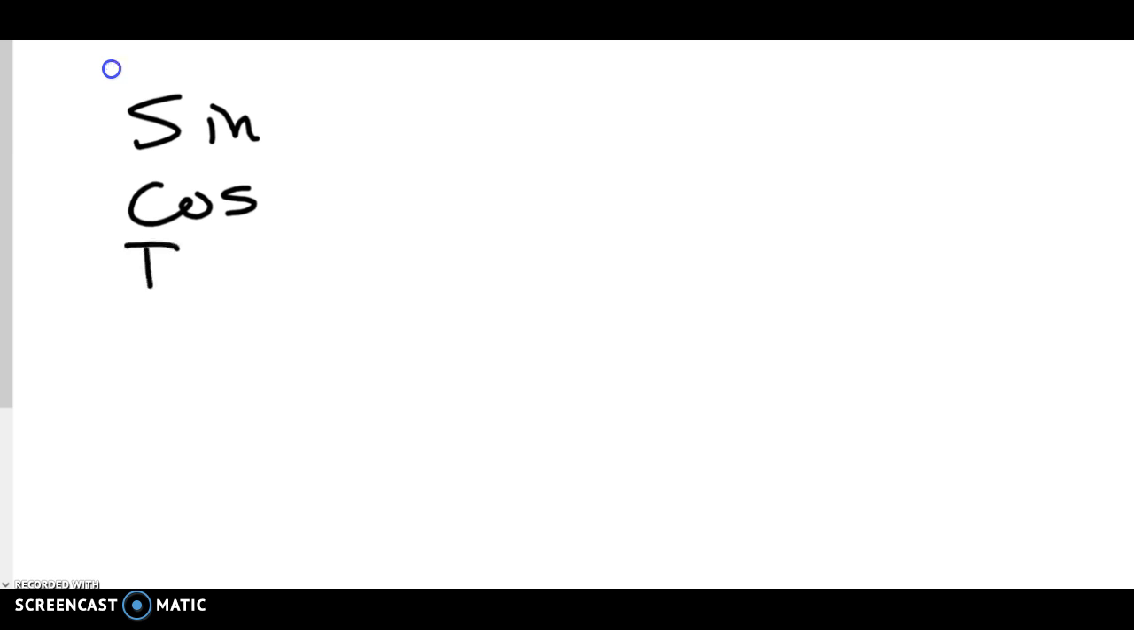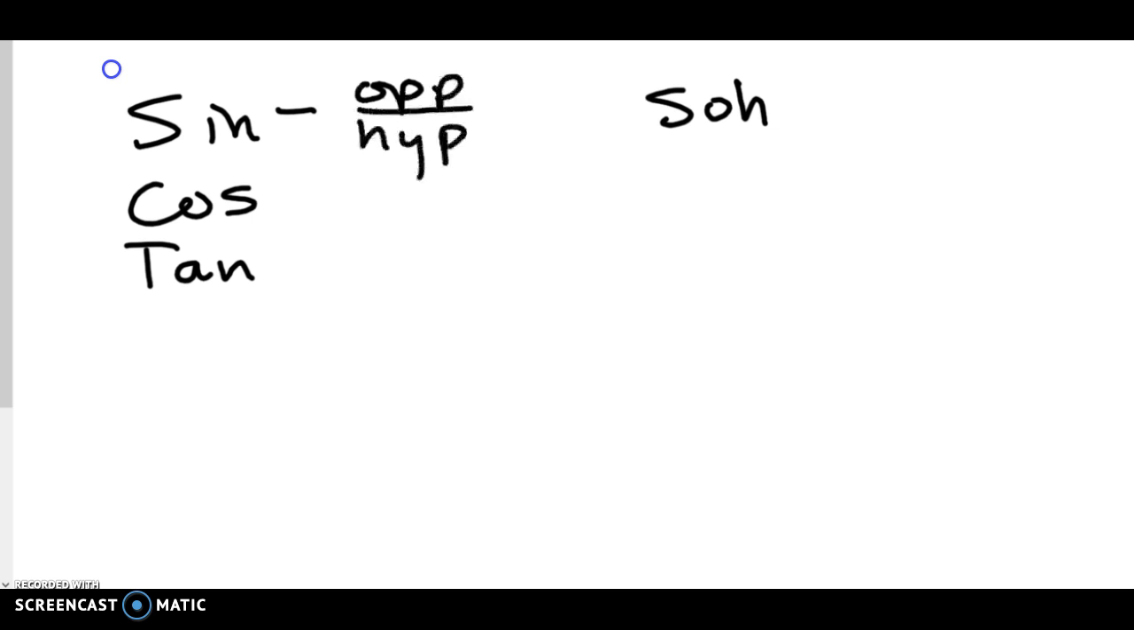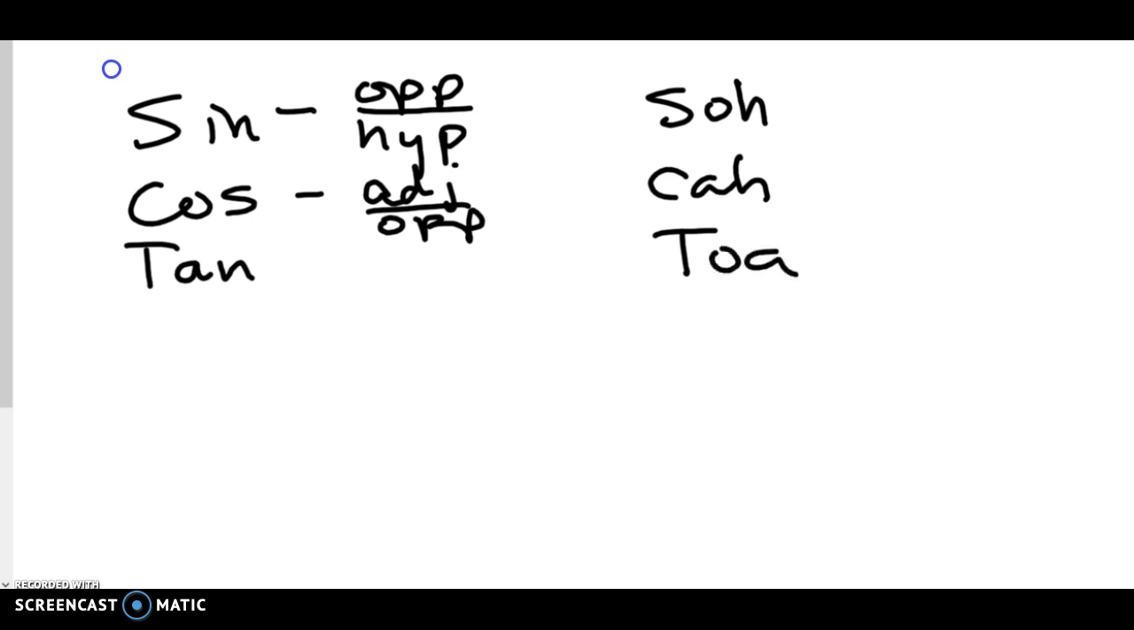When you first began your study of the 6 trig functions, I don't know if everybody did this, but SOHCAHTOA. Sine, S-O, indicating sine is the relationship opposite over hypotenuse. C-A-H, cosine is defined as the adjacent over the hypotenuse. And tangent, TOA, is opposite over adjacent.